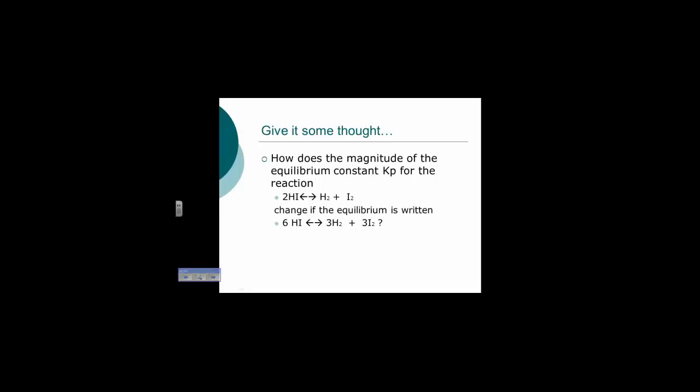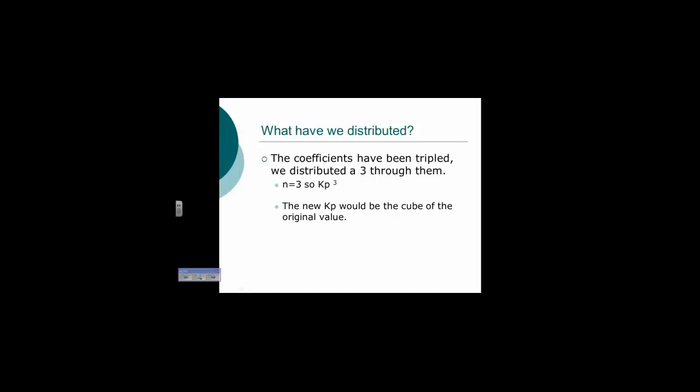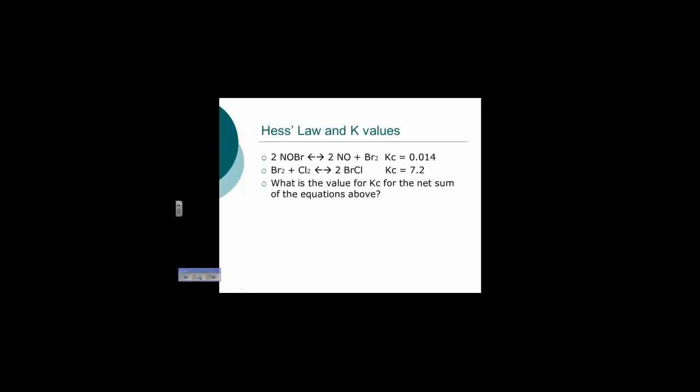Compare. What have we done? The original equation, a 2 to 1 to 1. The new equation, 6 to 3 to 3. What have we distributed through those coefficients? Therefore, n equals 3. That original Kp value would now be cubed. The new equation where we had distributed a 3 through the coefficients to find its new Kp value, we cube the original. Let's take a look at this one.